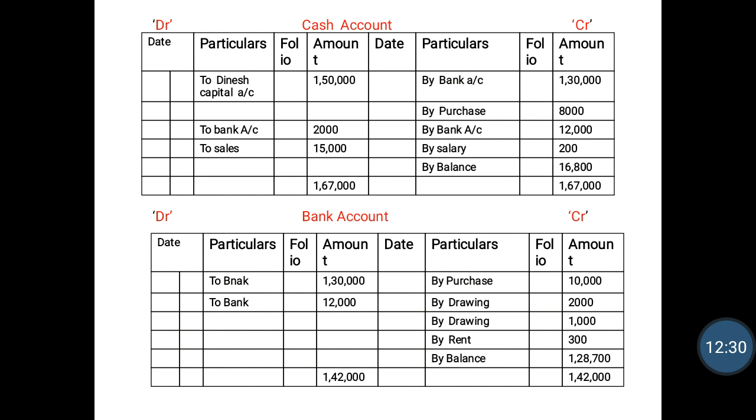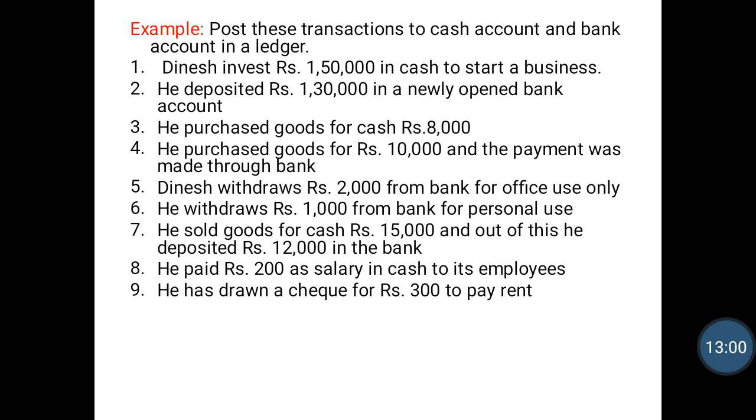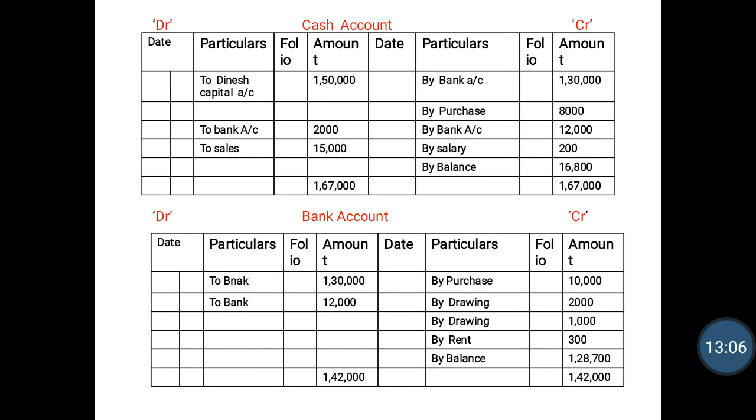In case of this transaction, it is posted at both places, that means cash account and also bank account, because here the cash account is credited with rupees 1,30,000, while the bank account is debited 1,30,000. So this transaction affects both the accounts, that is the cash account and the bank account. Then he purchased goods for cash, rupees 8,000. Since it is cash, it is involved under the cash entry, that is purchase 8,000.